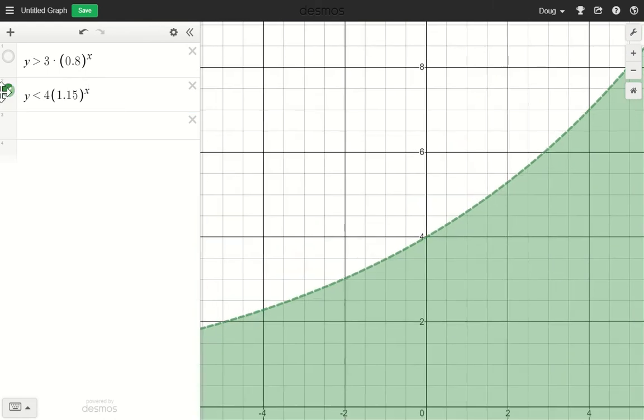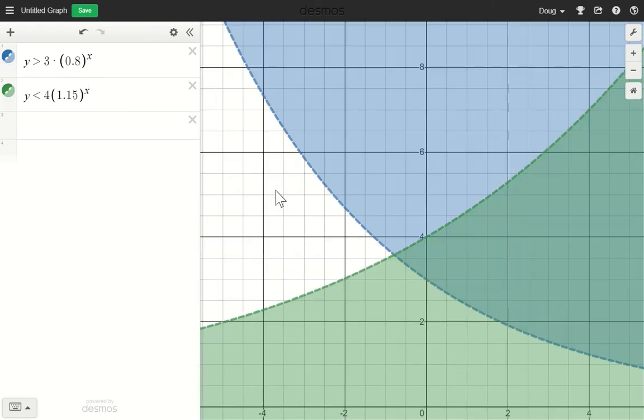Now if I look at these two together, the solution region is now clearly not here. This is a region that satisfies only the top graph, and this is a region that satisfies only the bottom graph. This is a region that satisfies both. So we're looking at two constraints at once here.